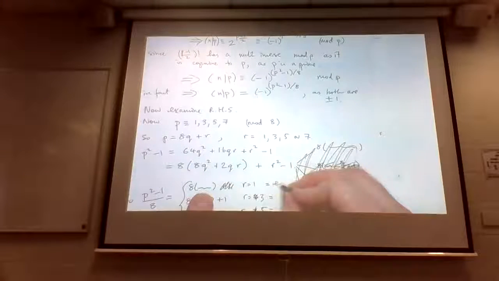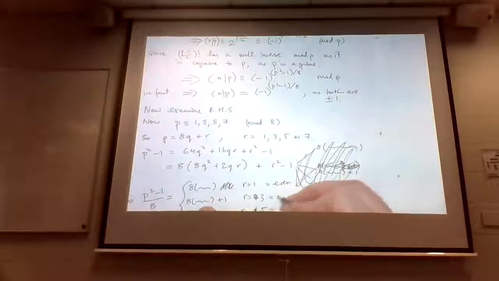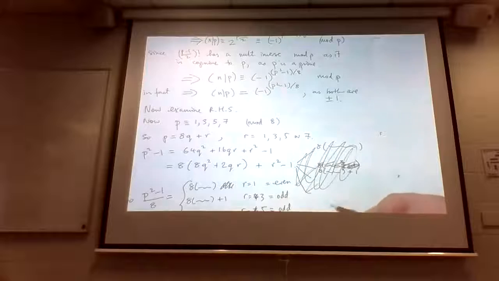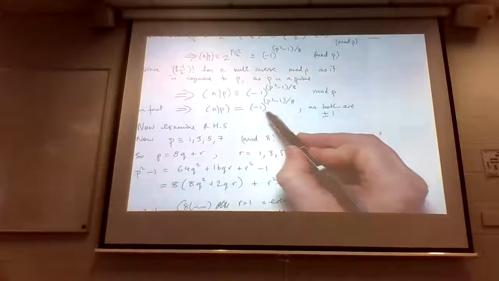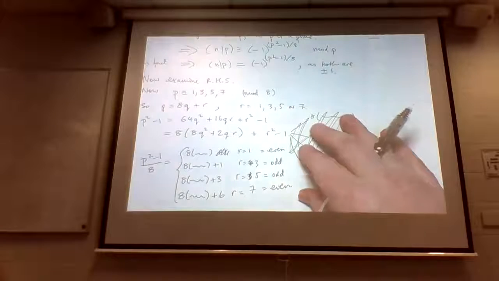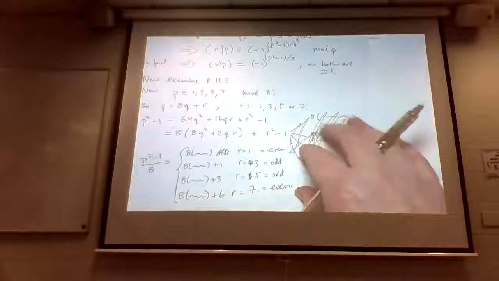This number I can say is even. This number I can say is odd, because it's 8 times something plus 1. This number is definitely odd again, and this number is definitely even. And remember, I'm only interested in p squared minus 1 over 8 because it appears as an exponent on minus 1. So I only need to know whether it's odd or even.